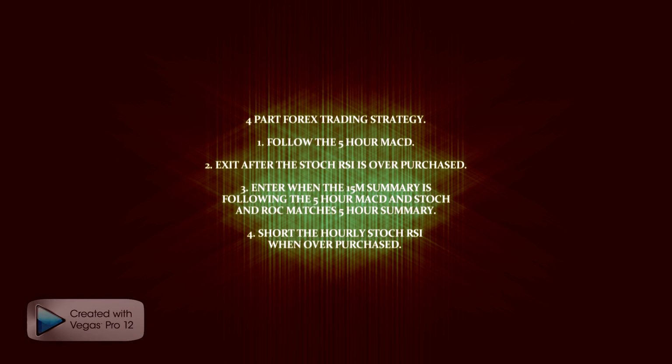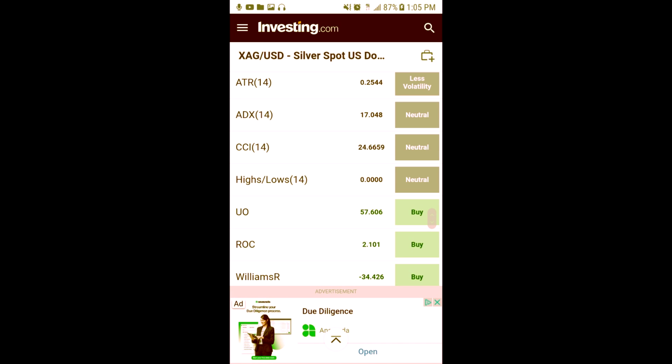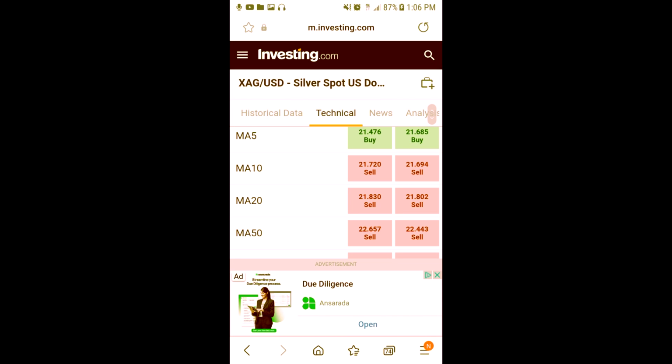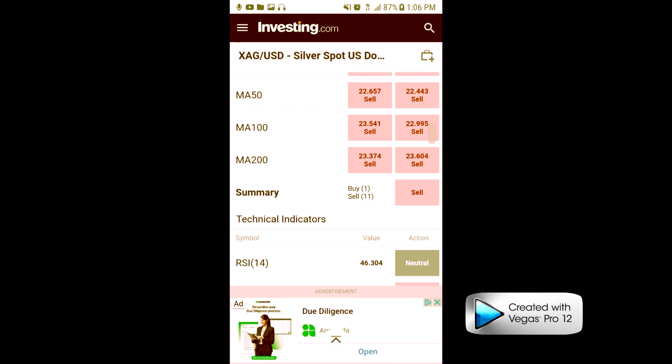While the 30 minutes says 100, while the 1 hour says 100, and hopefully the 5 hours says 100 at that same point, then it is a go to go into the sell. Until then, we are buying. And the rest of the indicators under the MACD: the ATR is gray, less volatility. The ADX, the CCI, the highs and lows, the Ultimate Oscillator, and the ROC are all buys.